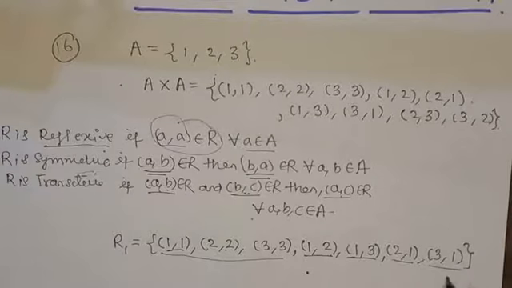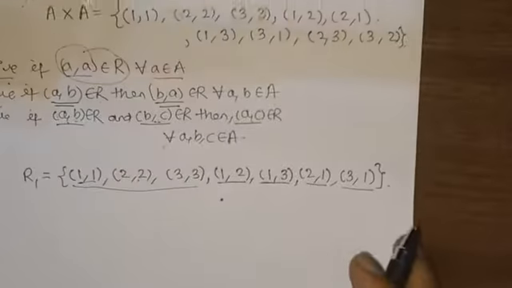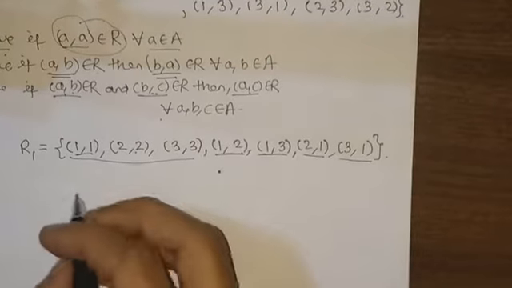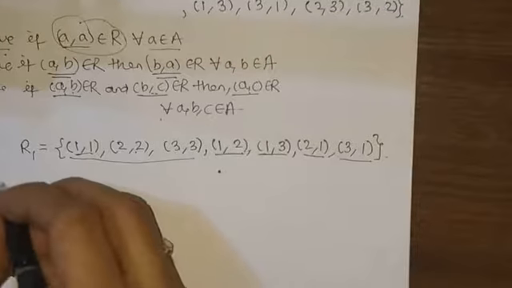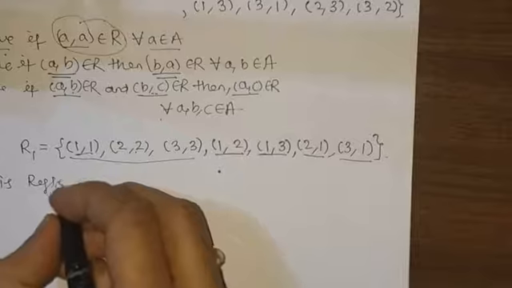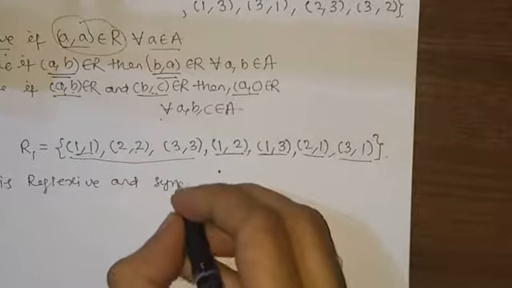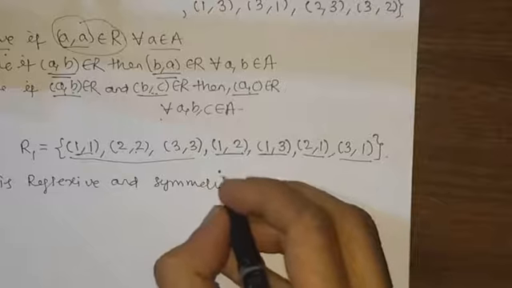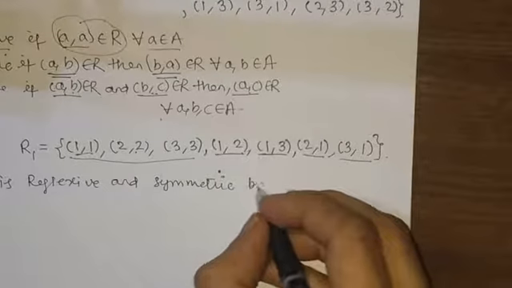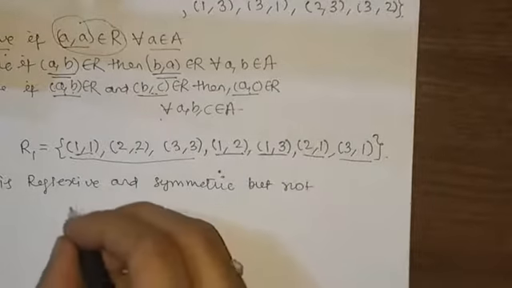Okay, right? So this relation is reflexive and symmetric. So R1 is reflexive, okay, and symmetric, okay, but not transitive. Why?